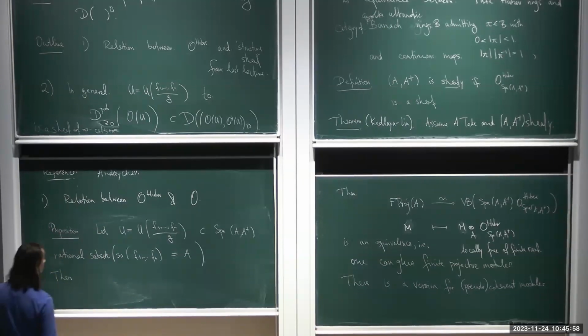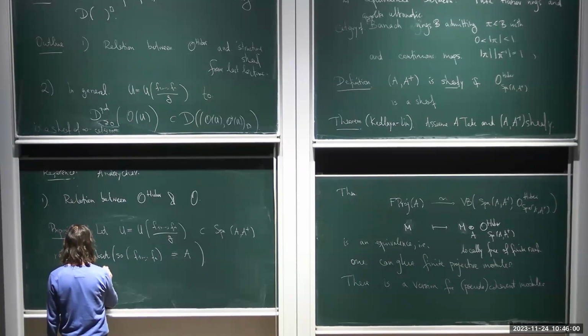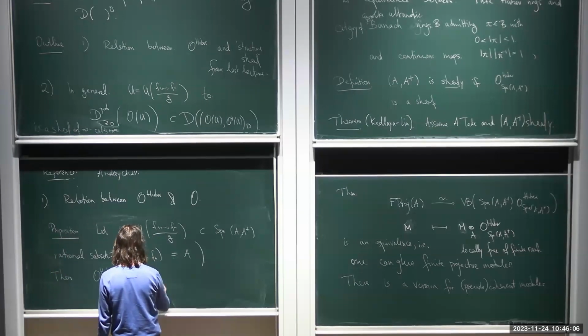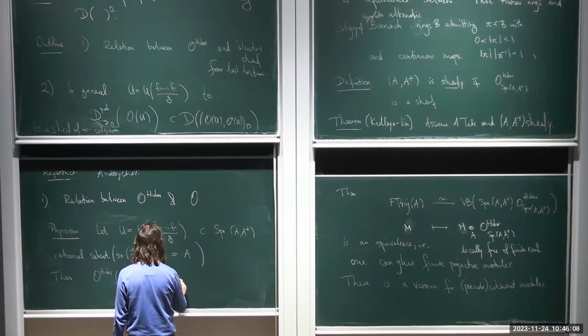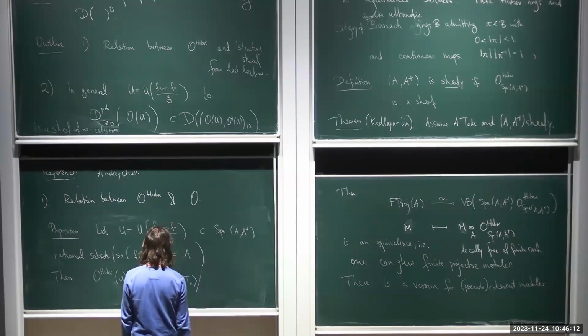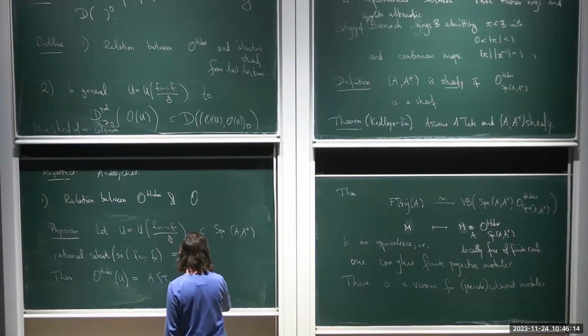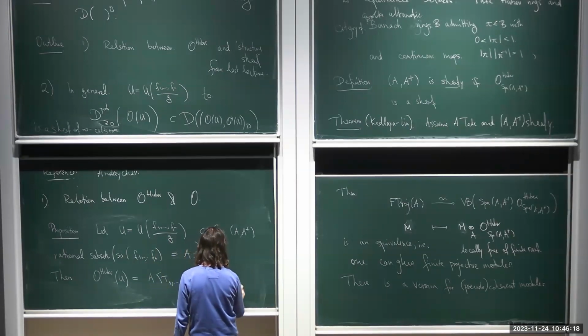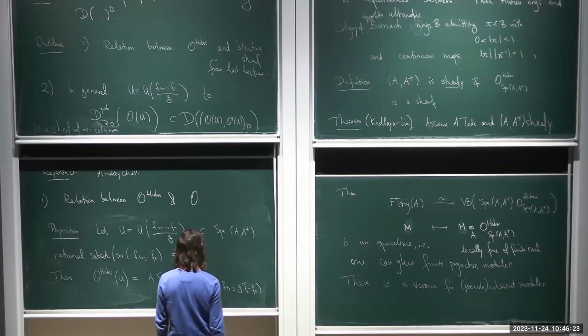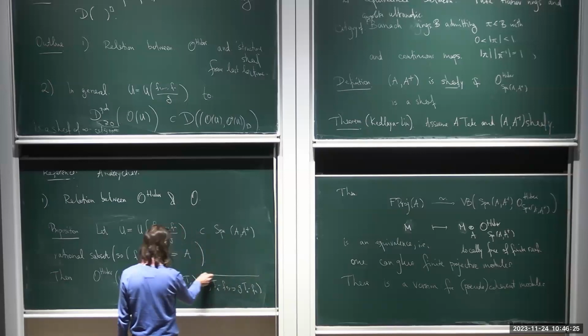Then first of all, Huber's structure sheaf is given by taking the convergent power series algebra in variables T1 to Tn, and then modding out by the ideal generated by G T1 minus F1, through G Tn minus Fn, and taking the closure.